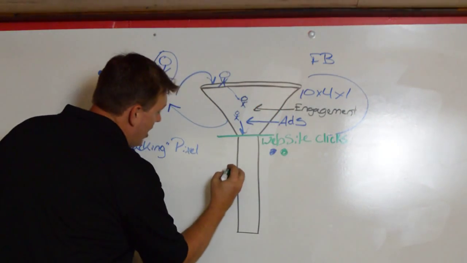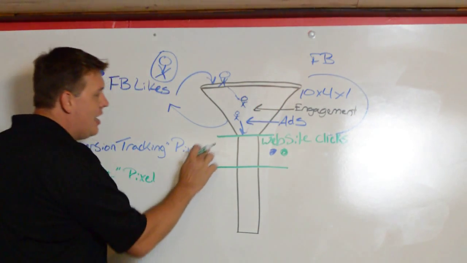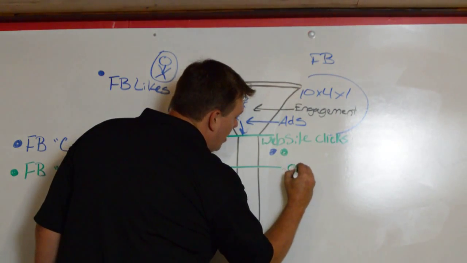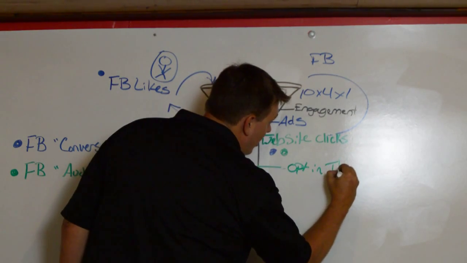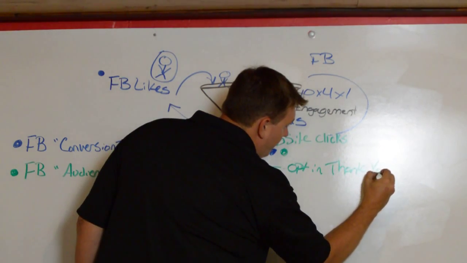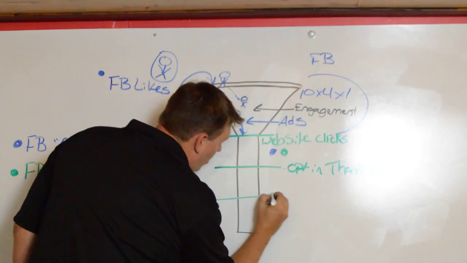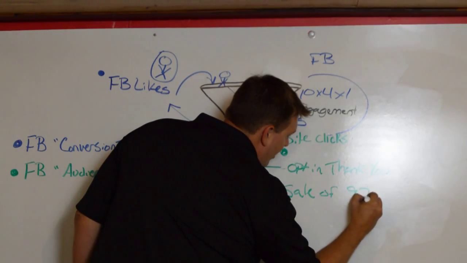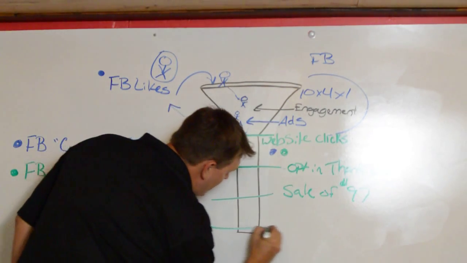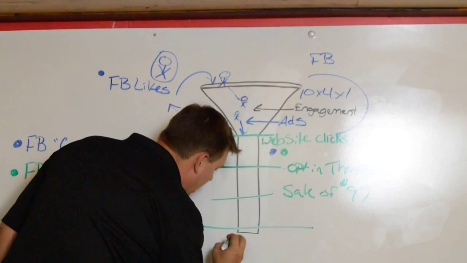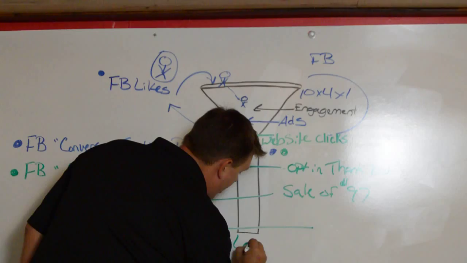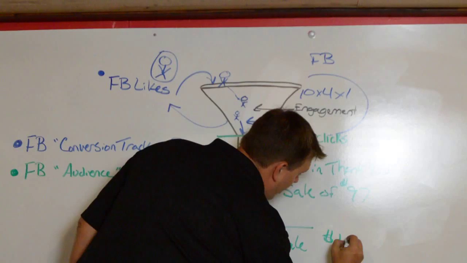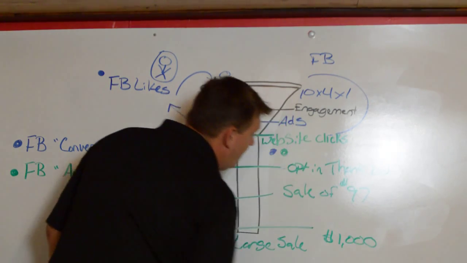So I'm going to draw this right down here. Here's the next level, right? Each one of these lines is essentially going to be a goal. Now, this next level right here could be opt-in, thank you. Okay? The next goal could be a sale of, I'm going to make this up, $97. And this next one, this is really important, can be a large sale. Let's say this is a sale of, I'm going to make this up, $1,000.